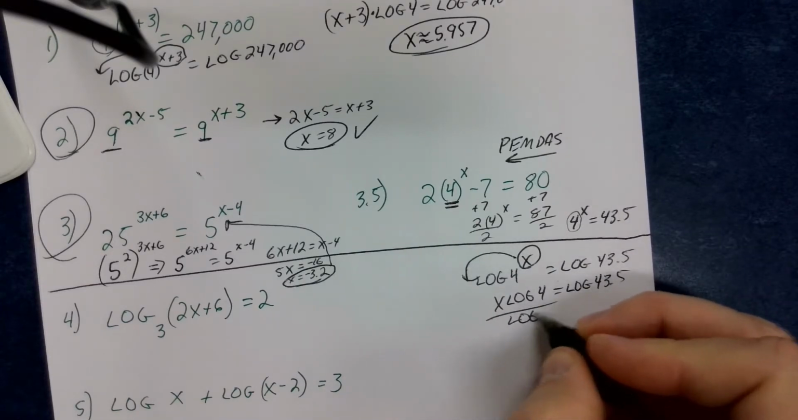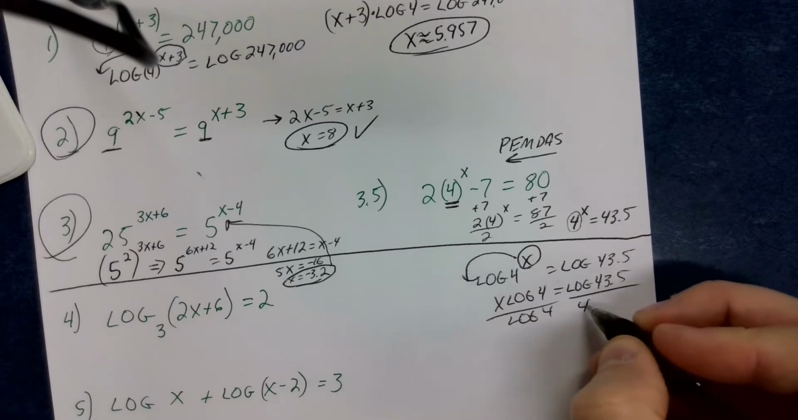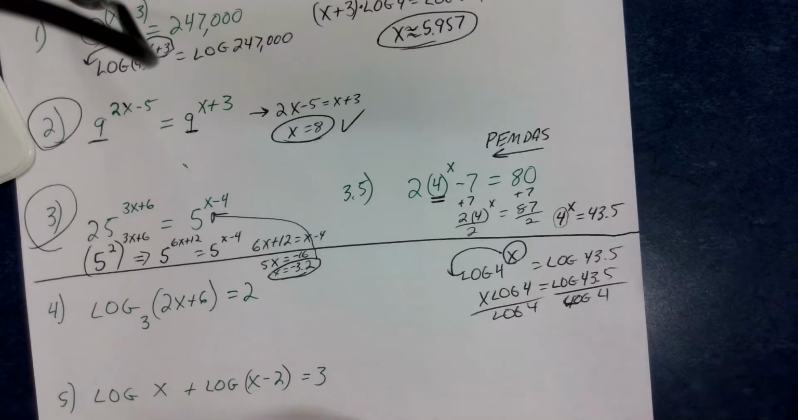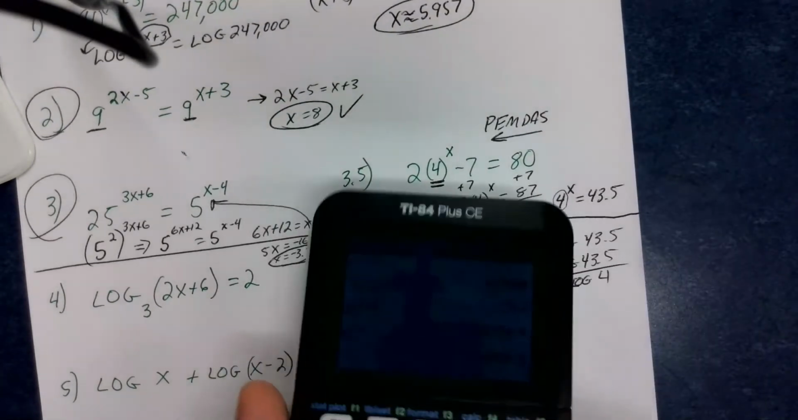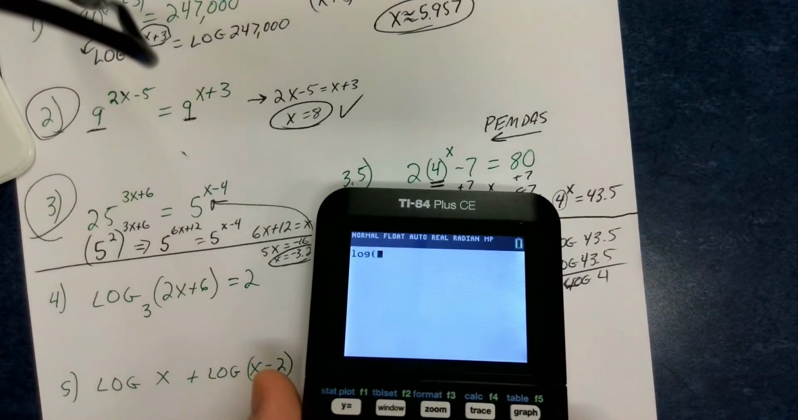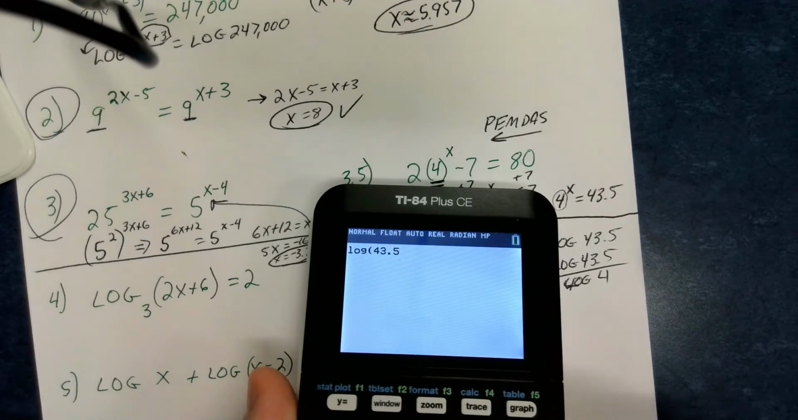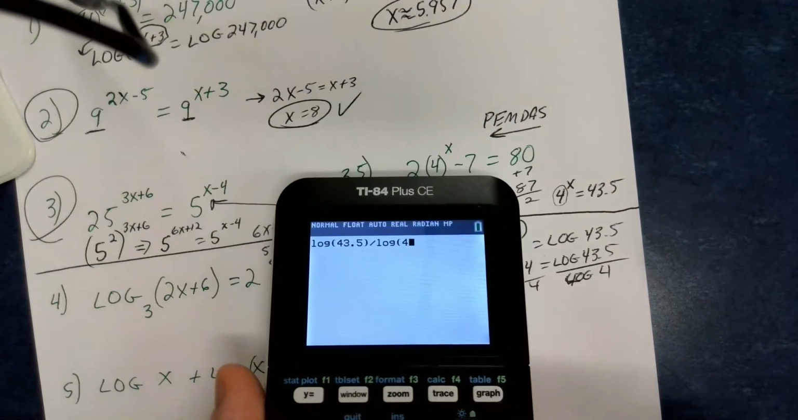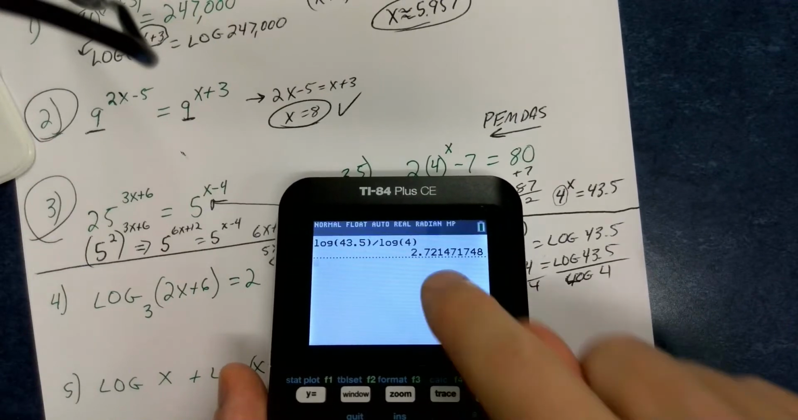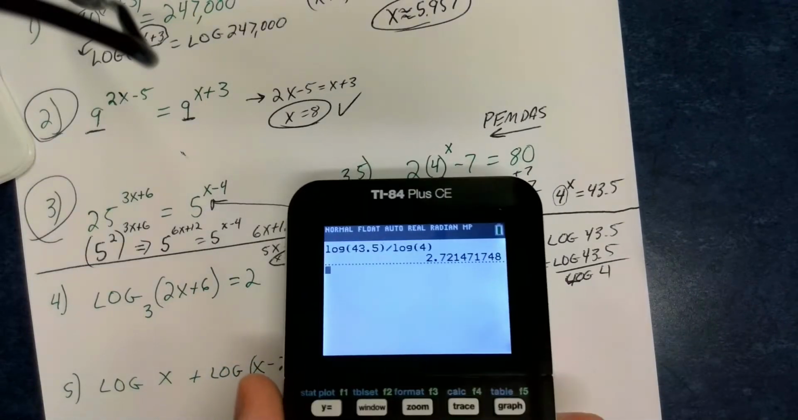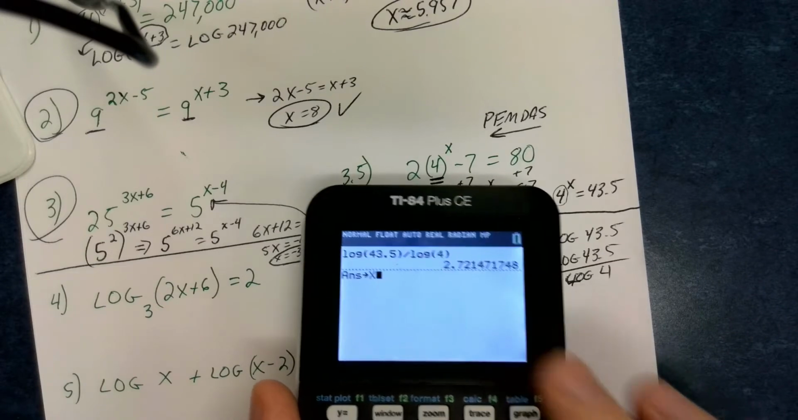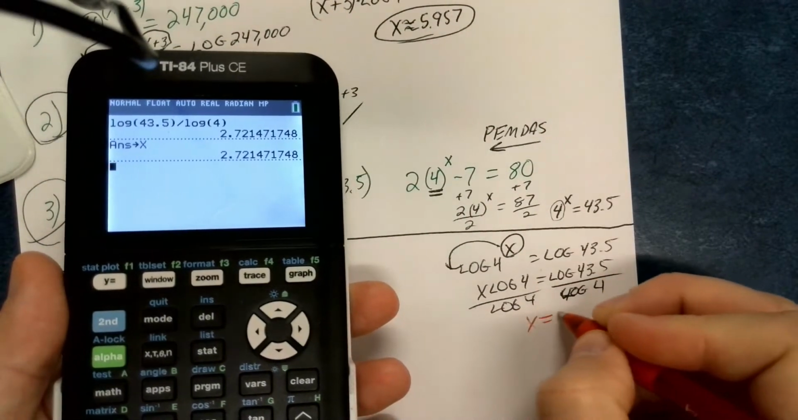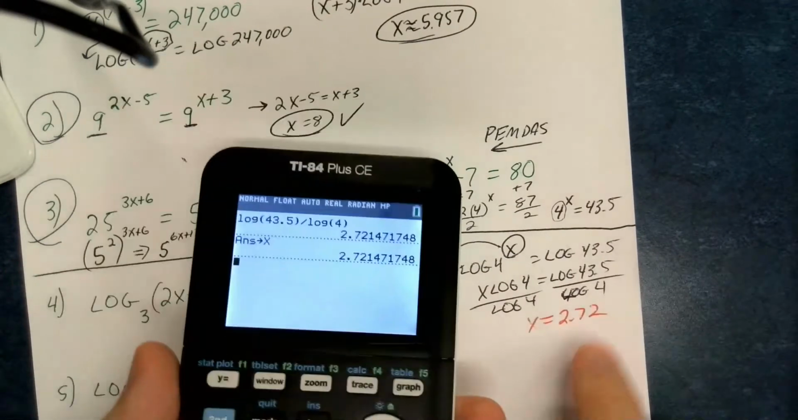Divide both sides by log 4. Make sure you put log on both of those and close parentheses after your thing. So log 43.5 divided by log of 4. Just like that. Hit enter. 2.72. Store that in x. So again, I got x equals 2.72 approximately, right?